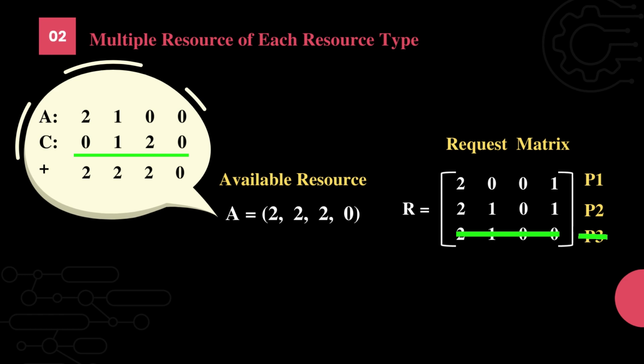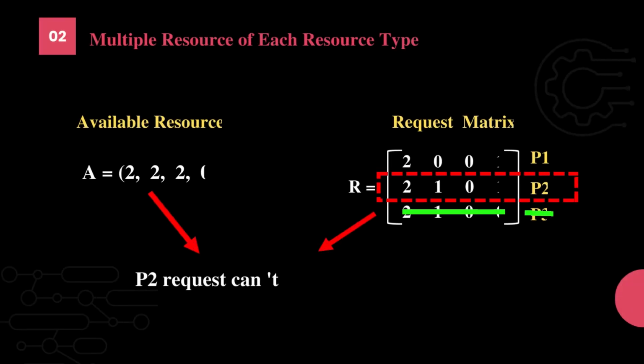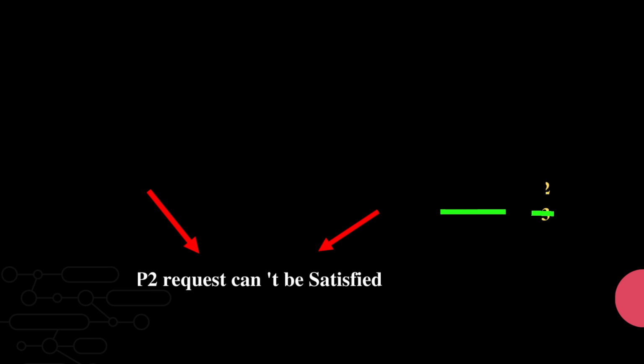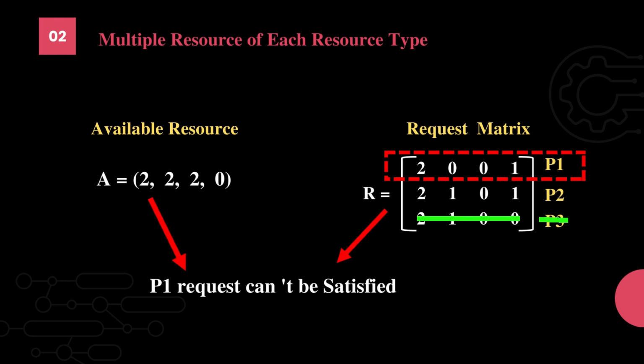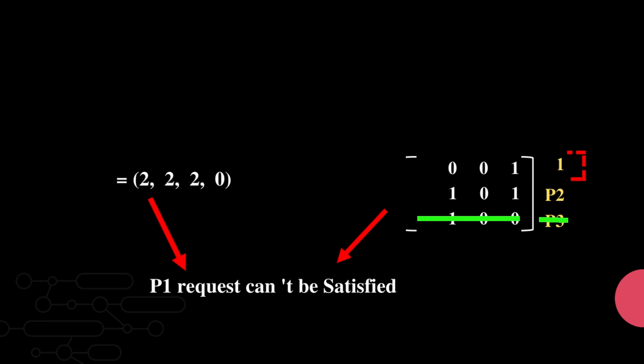After completion of process 3, it will return all its allocated resources. After returning resources, adding the previous available resources to the allocated resources of process 3 gives our new available resources. Now comparing the request matrix of process 2 with available resources, again we see process 2 cannot be executed due to the unavailability of CD-ROM. So let's compare process 1. Here the request of process 1 is also not satisfied as it needs CD-ROM that is not available.